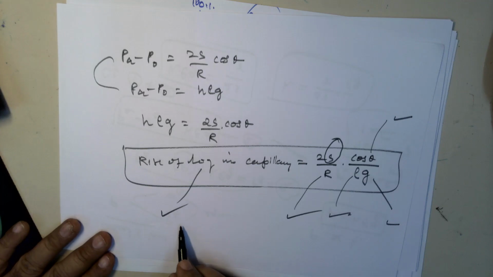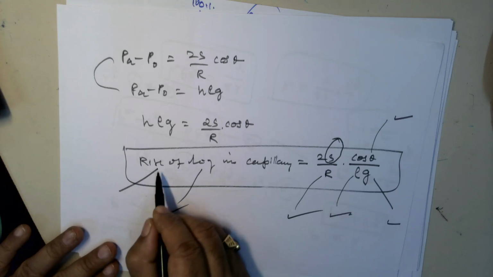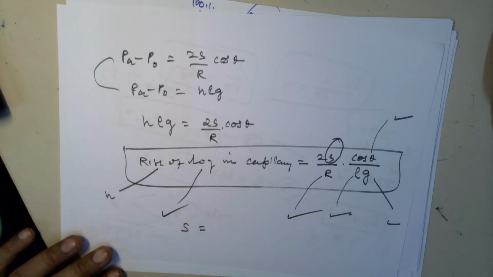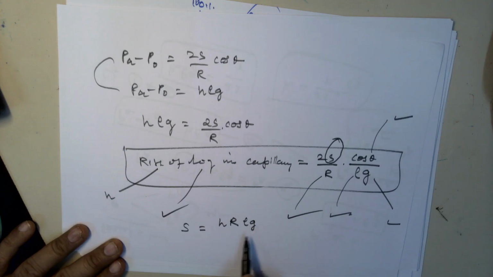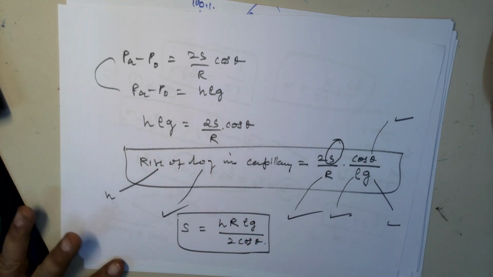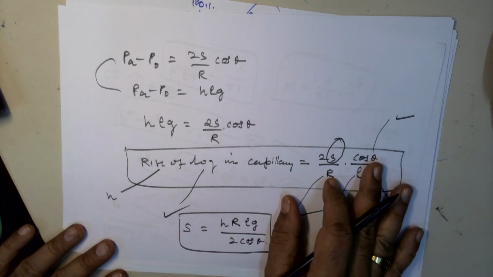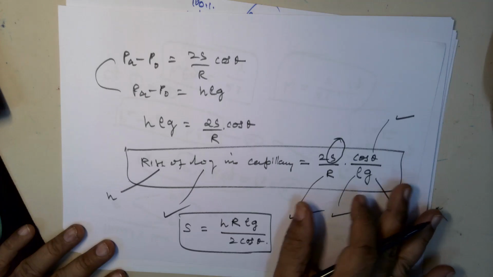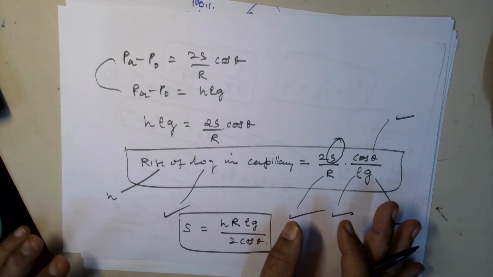So can you rearrange the entire equation? Tell me now. What is the surface tension of the liquid? S is equal to, let me call this H, right? H into R rho G divided by 2 cos theta. That's it. So we can make wonderful use of this experiment to determine the surface tension of the liquid. Got it? In the next class, we'll explain the calculation part of it, and you will get some problems based on surface tension.